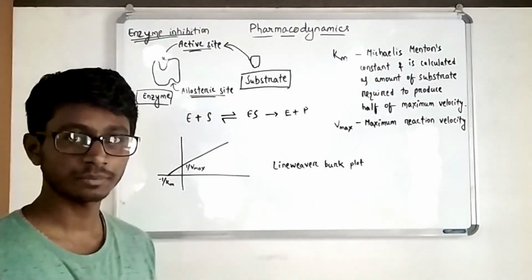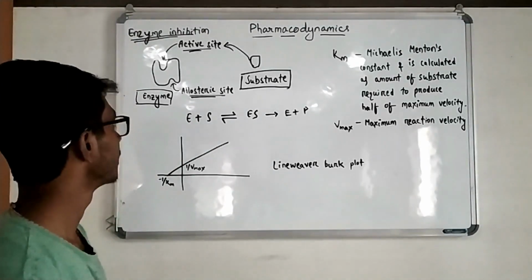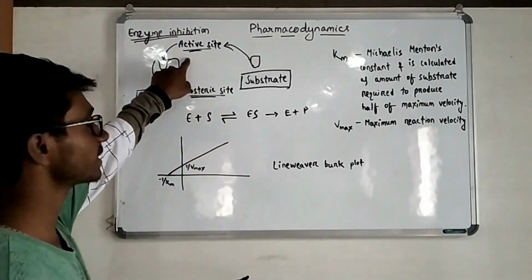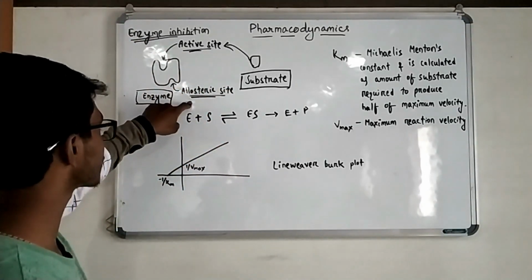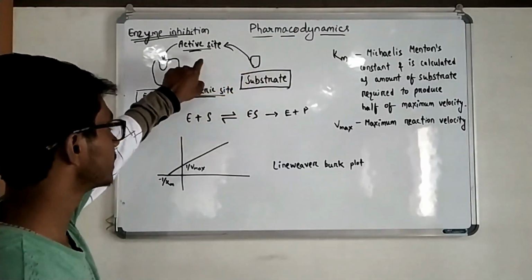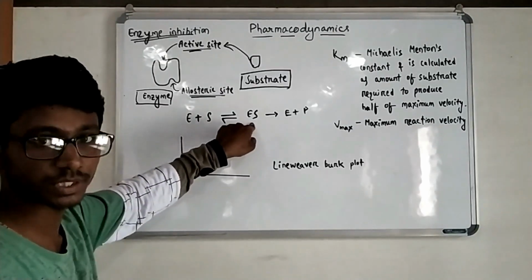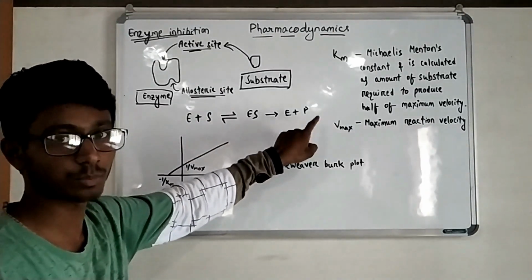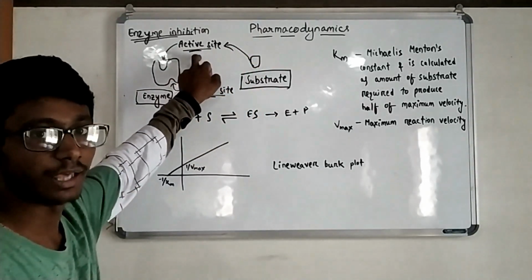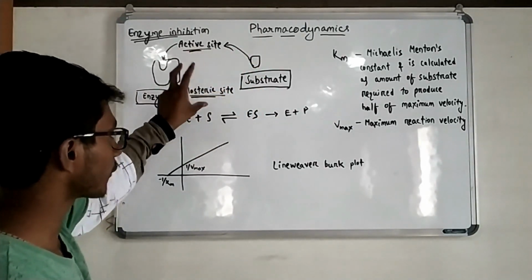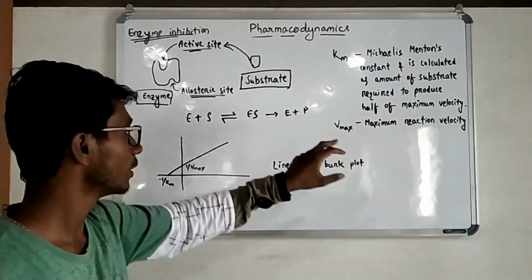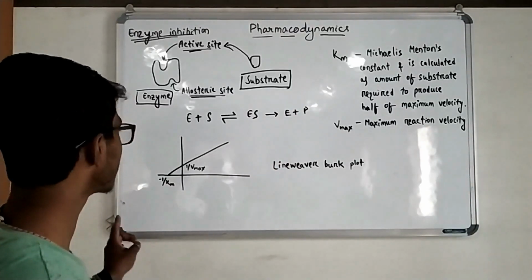So before studying enzyme inhibition, let us know about the enzyme. Suppose this is our enzyme. Enzyme has two sides. One is its active site and another is allosteric site. So normally enzyme, and this is our substrate. The enzyme and substrate form the enzyme substrate complex, then it forms enzyme plus our product. So the substrate binds to our active site, and this forms our enzyme plus product, which is our desired one.